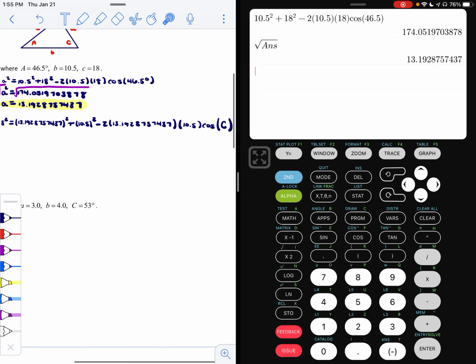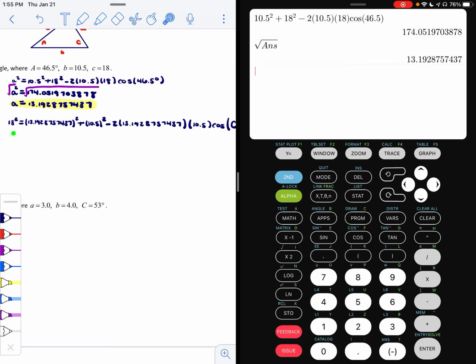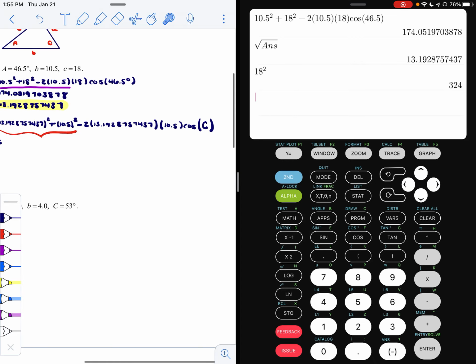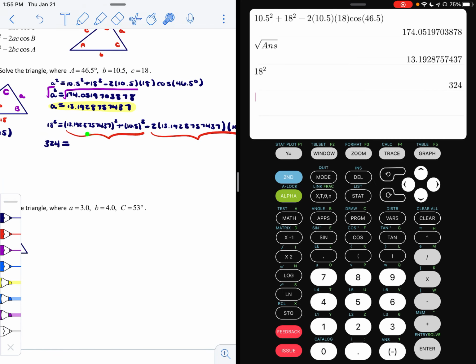First thing I'm going to do is plug my 18 squared in. So I get a number for that, 324. And then I'm going to plug all of this in. Don't plug everything in on the right-hand side all together, because the 2 times the A times the B are attached to the cosine of C, whereas the A squared plus the B squared are not. So we have to do these two pieces separately.